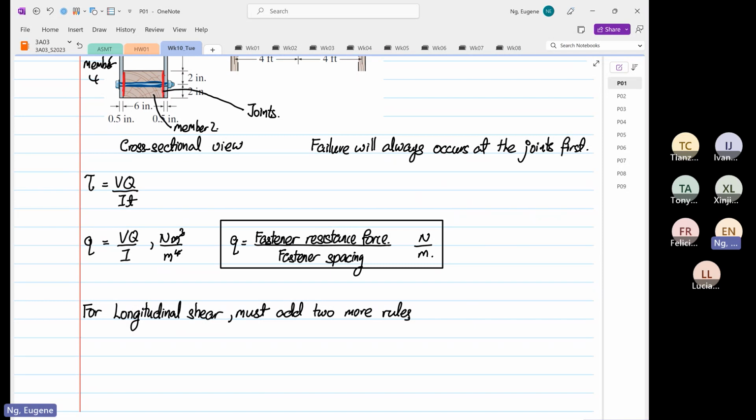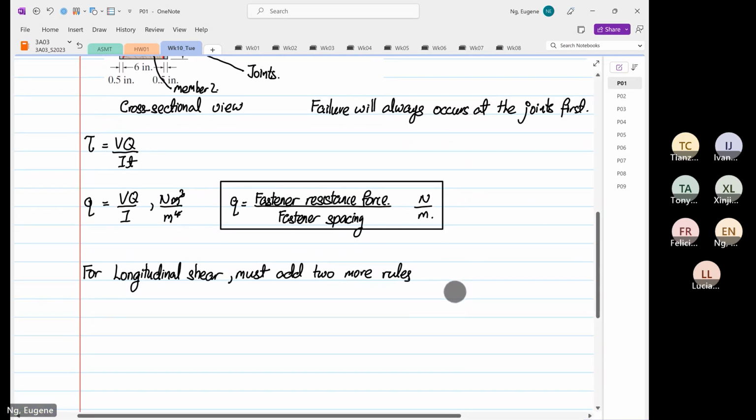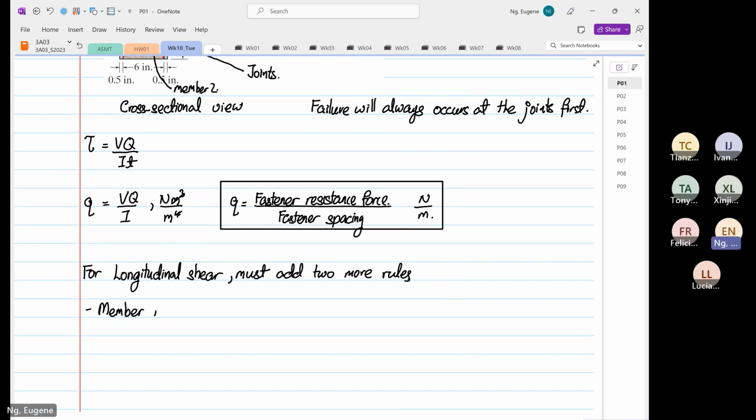So what are the rules to add? So the first rule is the member must entirely distribute the shearing stress.